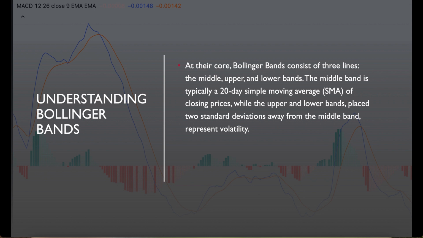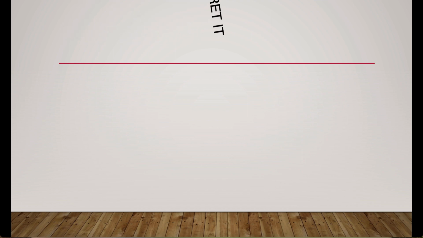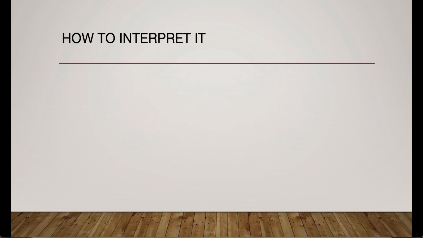The middle line is typically a 20-day moving average, which is the simple moving average, the SMA, of the closing price. While the upper and lower bands are standard deviations away from the middle band, representing the volatility. And I'm going to show you how they work as well. So like I said, there are 3 bands: the middle band, the upper band, and the lower band. So how do we interpret them?